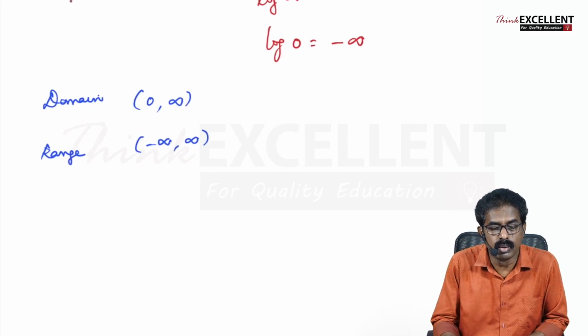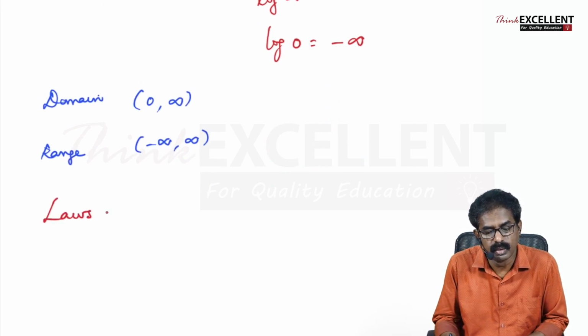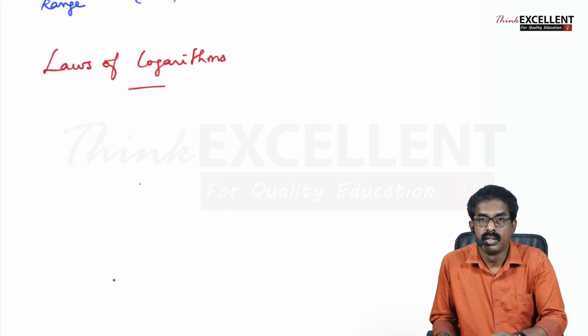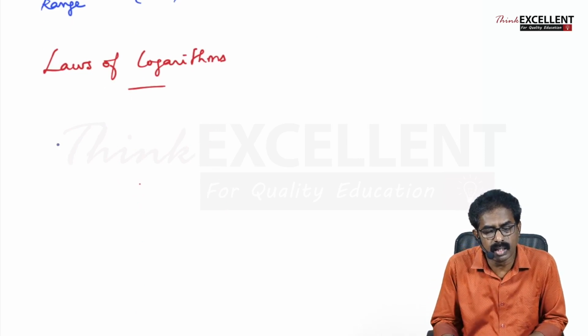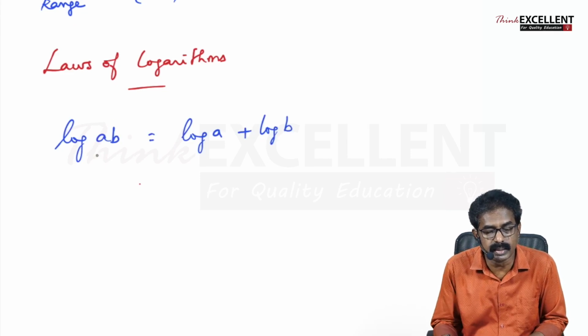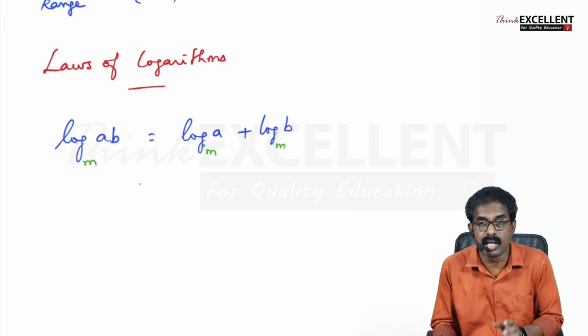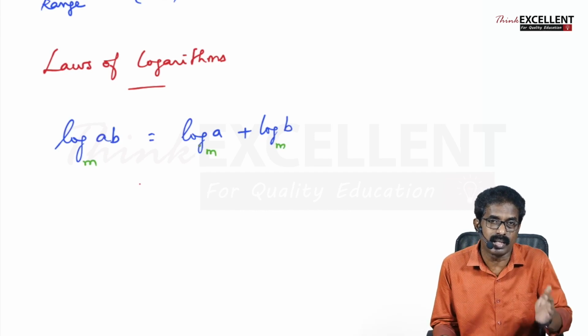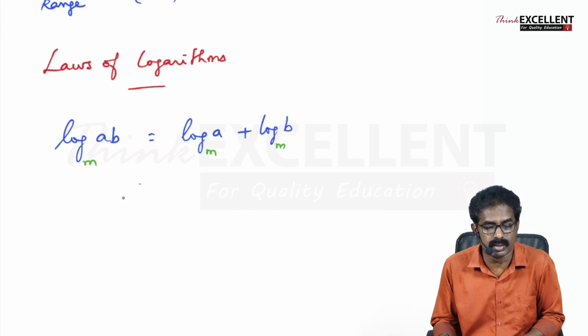Then you must know the laws of logarithm. Everything you studied in the lower classes, I am just revising for you. First one is product rule. Log of AB can be written as log A plus log B. This is called product rule, right? But the base must be the same. So here suppose the base is m. Here also the base is m. So log A plus log B is log of AB, and log of AB is log A plus log B. So you must know both.